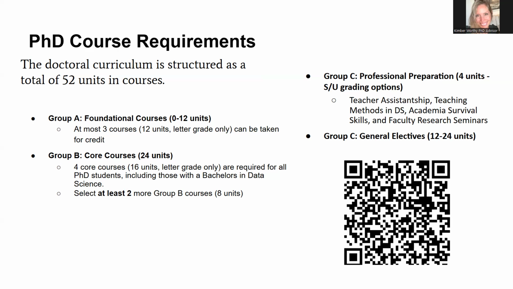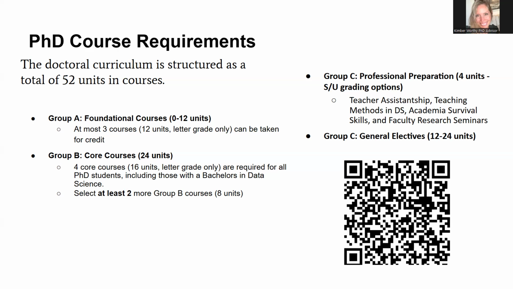These consist of a total of 4 units for all of these courses. So that's kind of nice, right? Gives you a little bit of a break. So you have teaching assistantship, you have academic survival skills, and faculty research seminar. And all those courses consist of 4 units. And then the general electives are between 12 and 24 units. And again, it goes back to your Group A foundational courses. How many units did you take in Group A? And then that'll determine how many courses and units you complete in Group Cs.